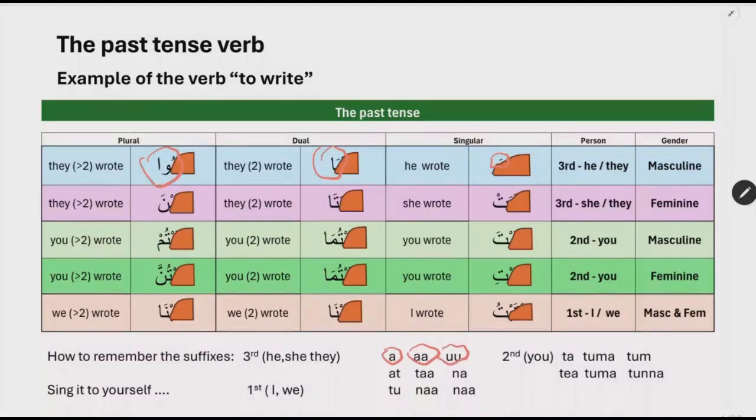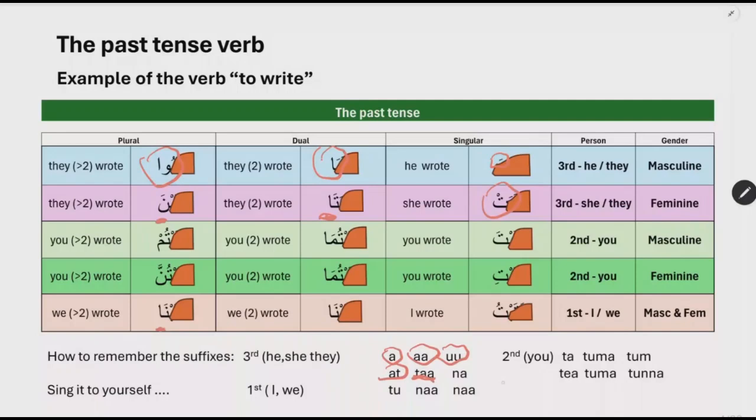Okay, likewise, if you look at the feminine, now you have a fatha with the ta, so it's at. Okay? Then you have a ta and an alif coming in here, which is a ta, and then here is just a na, short, different from this na here, right? This is just a na.